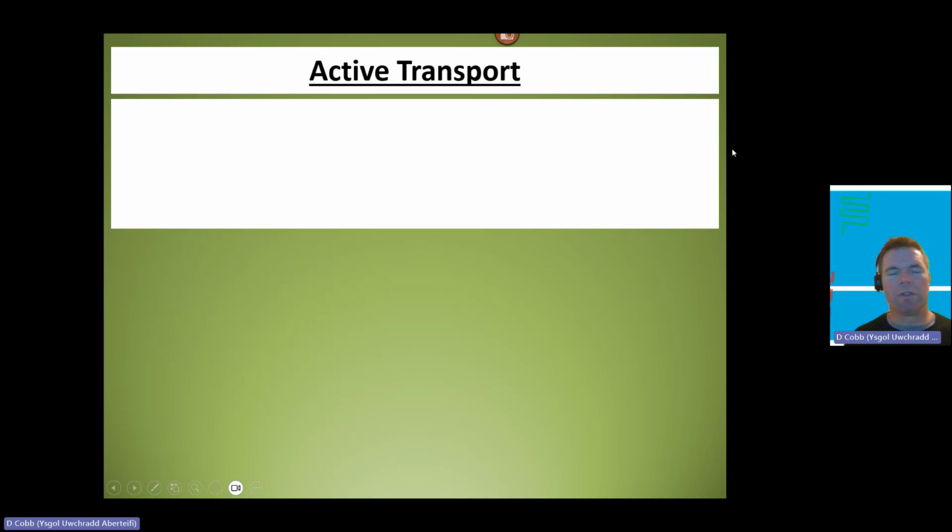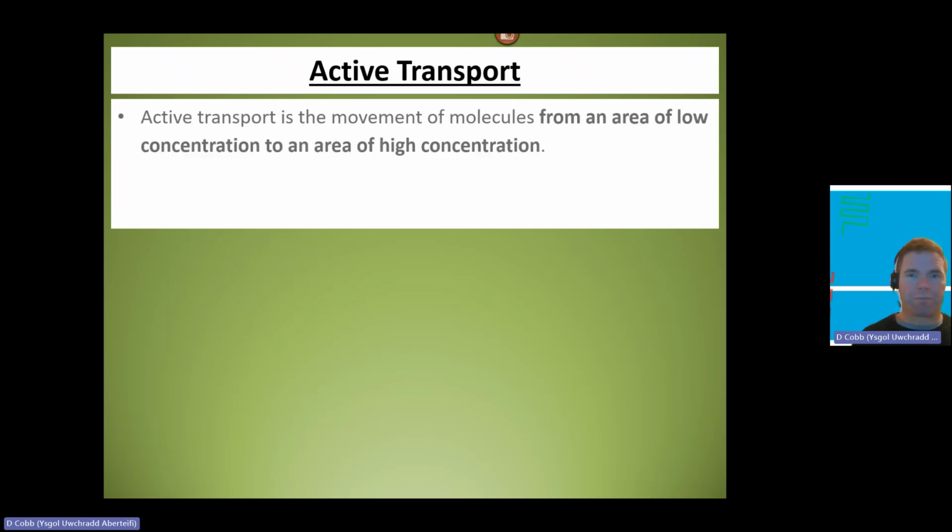Now, active transport is like diffusion's cousin. There's a few parts of active transport which are distinctly opposite. So here's one, active transport, movement of molecules. Now we're going in the opposite direction here. It's going from a low concentration to a high concentration. So whereas diffusion was high to low, active transport is low to high.